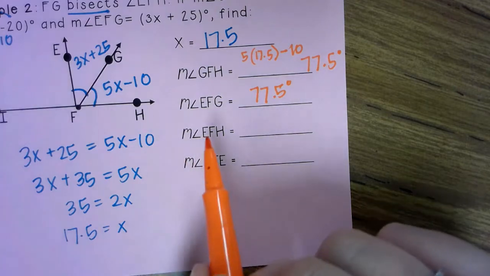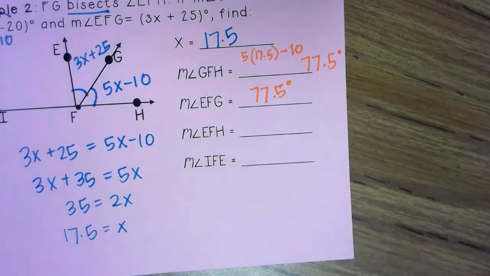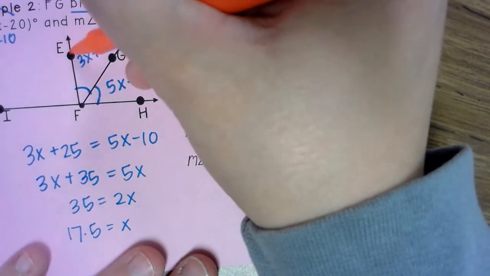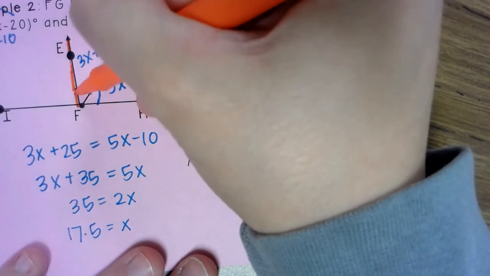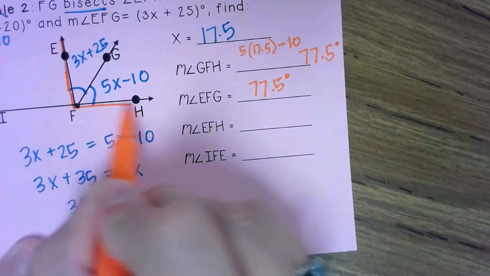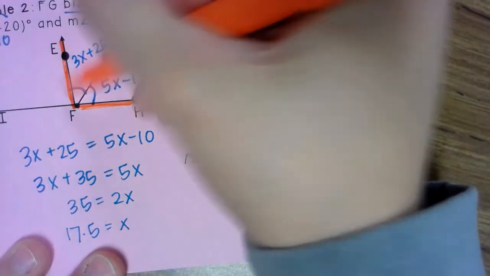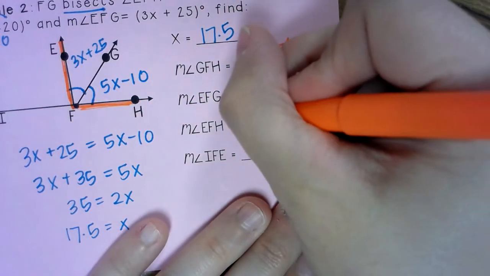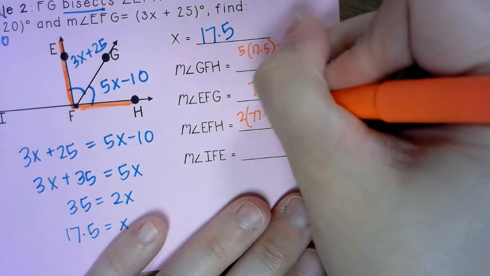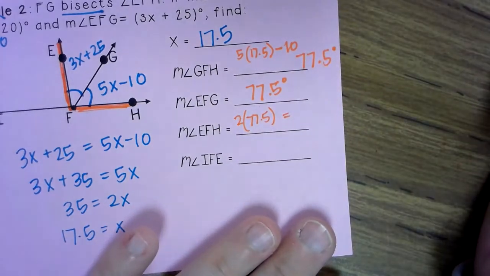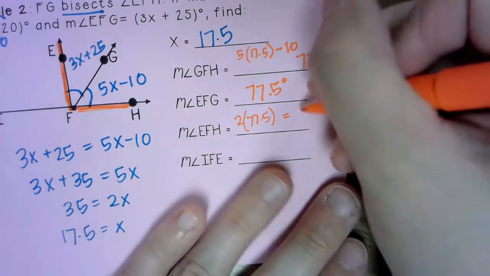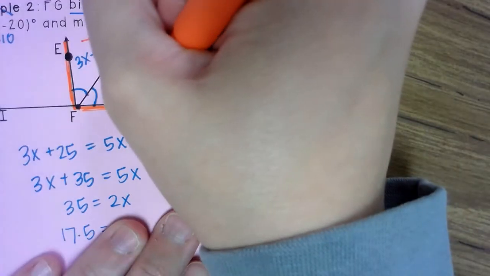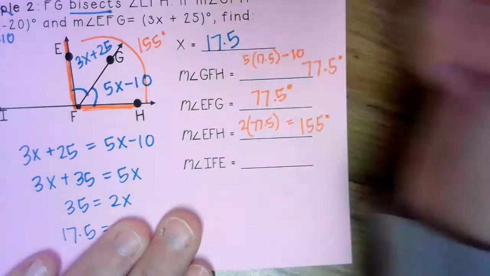Okay, we also want to know the measure of angle EFH. Let's find that one. Angle EFH. So this one is looking at putting those two angles together. I'm looking for that whole angle. So to do that, I'm going to just do two 77.5s. So the measure of angle EFH is 155 degrees. So this whole angle is 155 degrees.